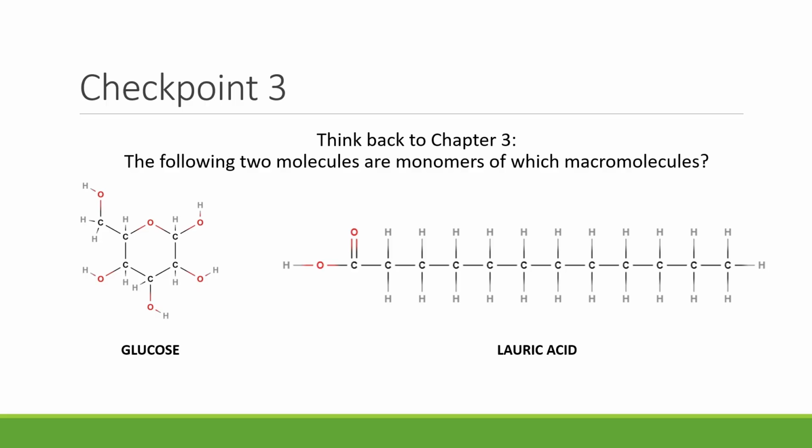Think back to chapter 3. Each of these molecules is a monomer or a building block of a larger molecule. Based on their structure, what is the name of the macromolecule that you could build from each of these? What is the macromolecule for glucose? And then what would be the macromolecule for lauric acid?